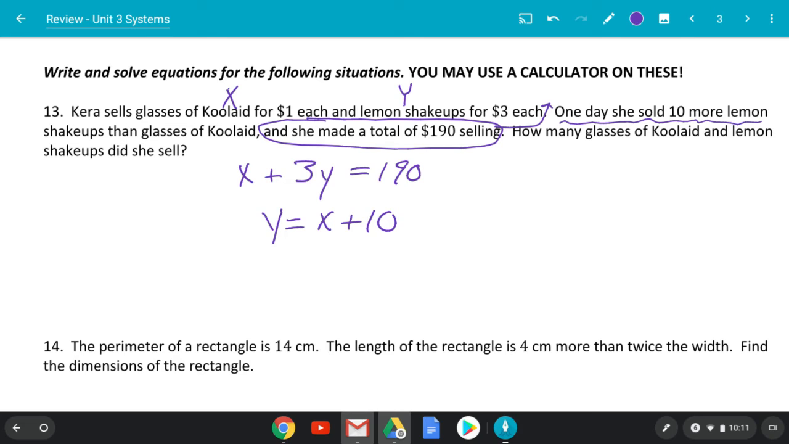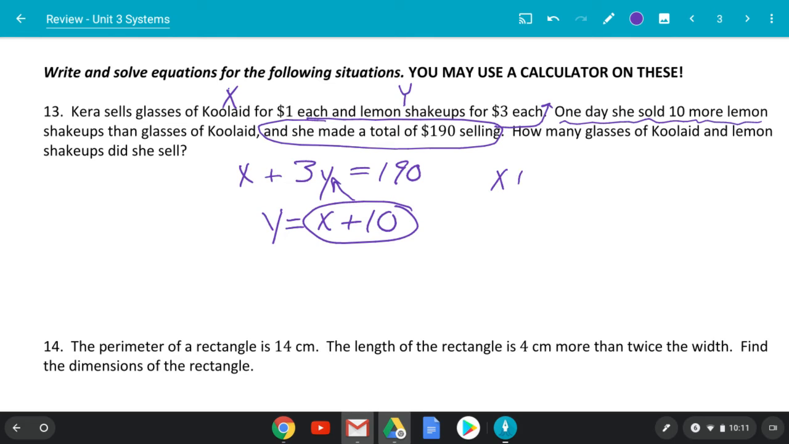Now I have my two equations. Now what do I do? Well, I can use any method. If you had Desmos, you could plug it into Desmos. But keeping with the theme, I'm going to keep using the regular methods. So I'm going to substitute. Oops. Undo. There you go. I'm going to substitute this value in for the y of the other one.